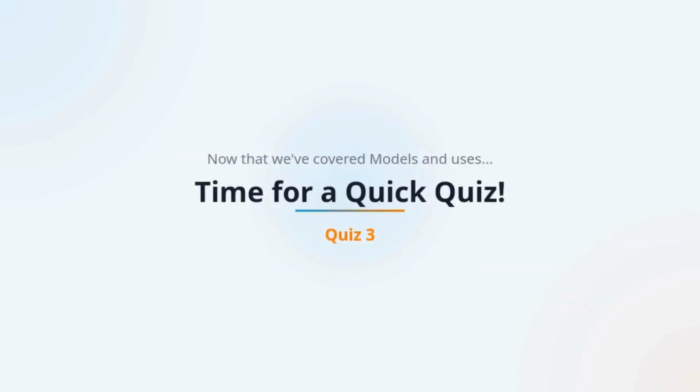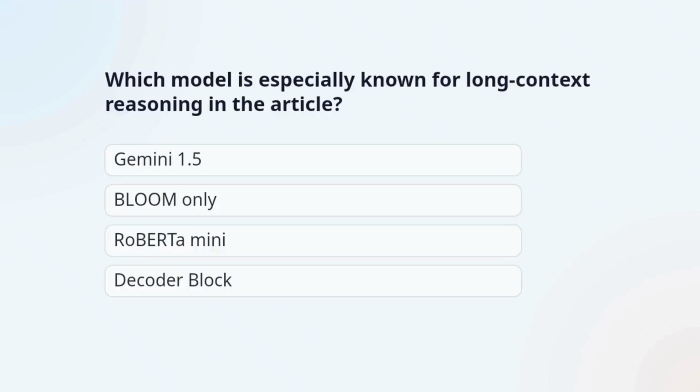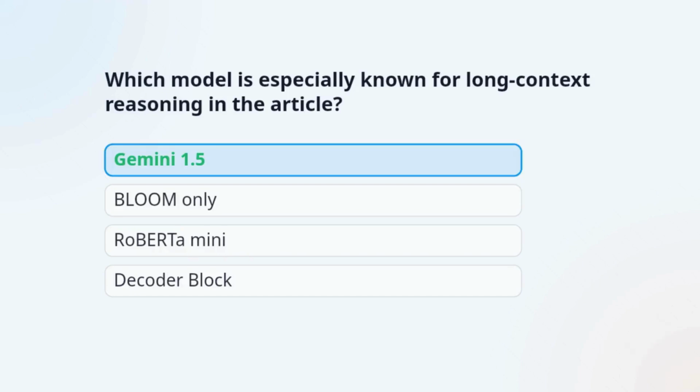Now that we've covered models and uses, let's test what we've learned so far. Here's quiz number 3. See if you can get it right. Question 1. Which model is especially known for long context reasoning in the article? The correct answer is Gemini 1.5. The article highlights Gemini 1.5 for handling very long context windows. That makes it notable for long context reasoning tasks.